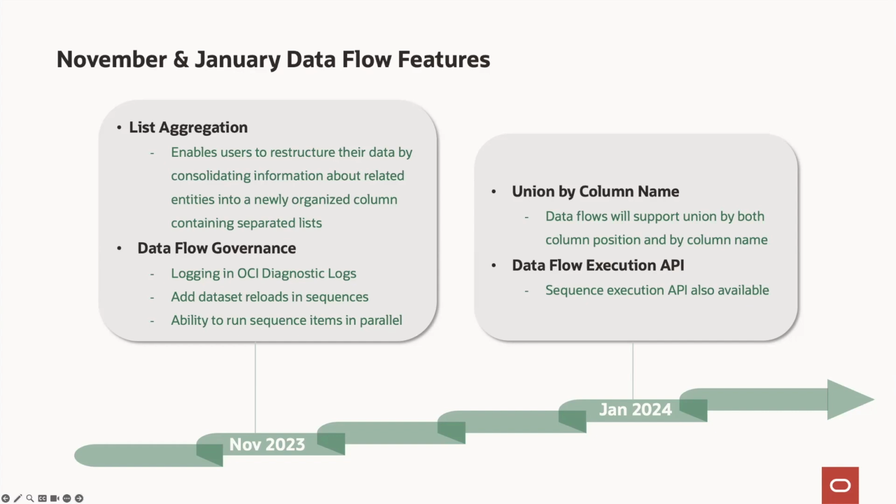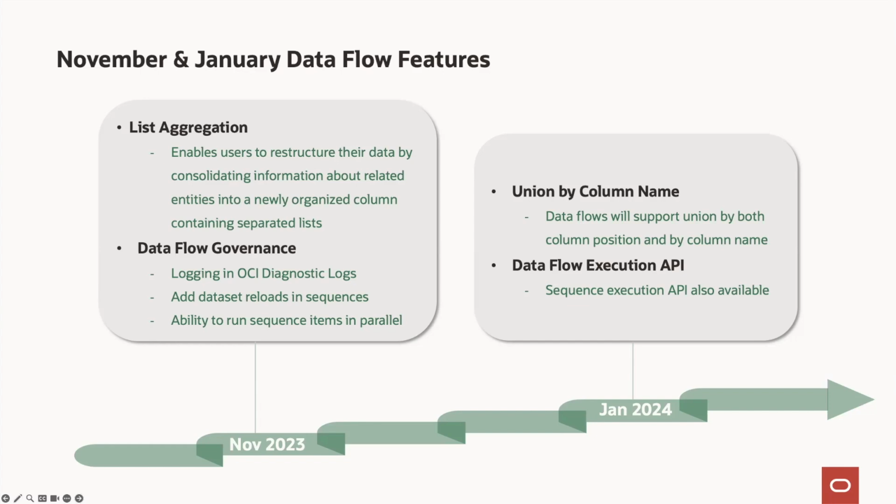Moving on to the January release, we implemented a new feature related to unions in data flow. Previously, the only union option we supported was union by column position. And in the January release, you can union by column name as well.